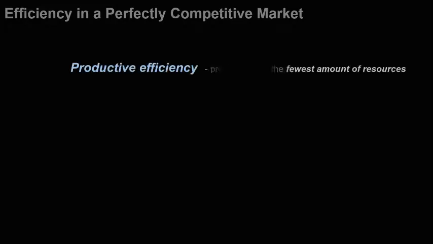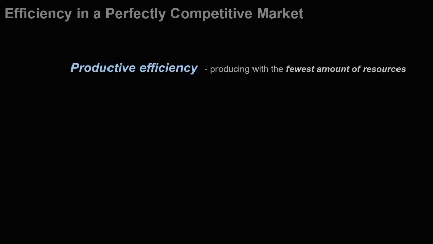Let's take a look at efficiency in a perfectly competitive market. Now, when we're discussing efficiency, what we're looking at is the use of resources. As these resources are scarce, we want to ensure we're getting the most out of them. The first efficiency we're interested in is called productive efficiency, and this is producing with the fewest amount of resources.